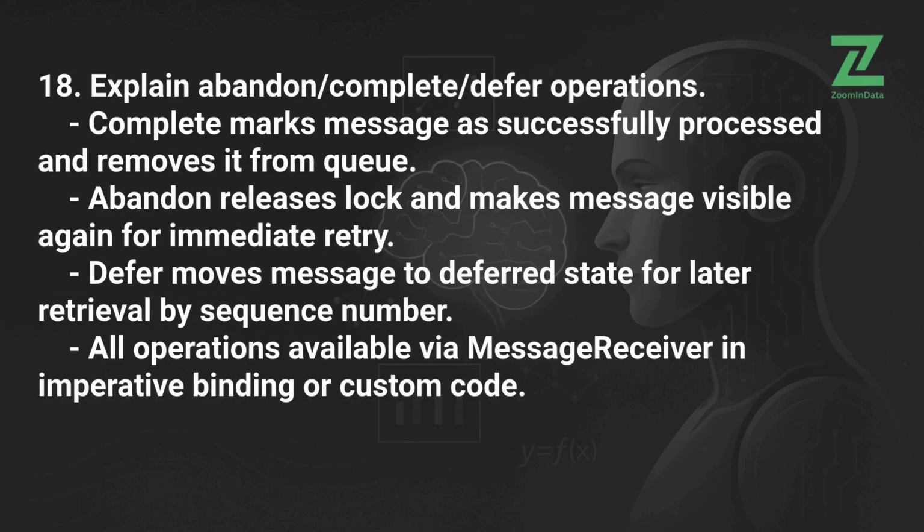18. Explain abandon, complete, defer operations. Complete marks message as successfully processed and removes it from queue. Abandon releases lock and makes message visible again for immediate retry. Defer moves message to deferred state for later retrieval by sequence number. All operations available via message receiver in imperative binding or custom code.